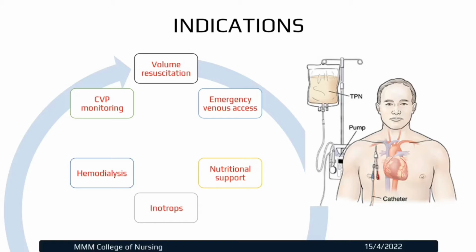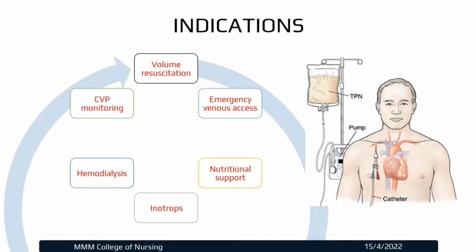Emergency venous access is, for example, for blood withdrawal or for medication administration. The third one is nutritional support, in order to deliver nutrition directly into the blood when foods or liquids cannot be given through the mouth, stomach or intestine. For example, total parenteral nutrition.